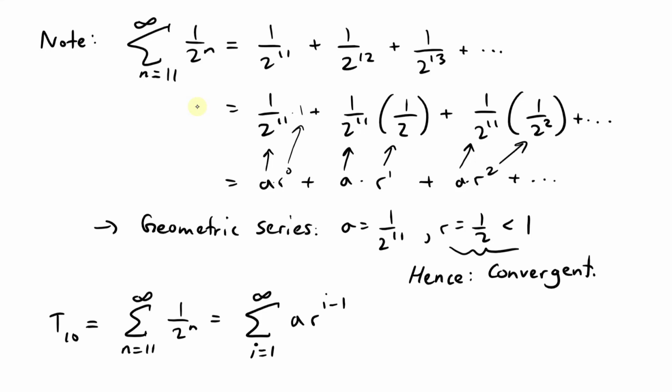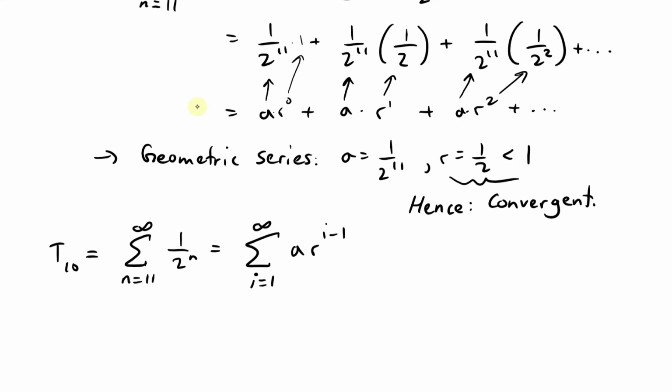Then when i is 2, we have r to the power of 2 minus 1, which is 1. So we have a times r to the power of 1. So in other words, in this one, we call it the total of this. The exact sum of this is going to be a over 1 minus r.